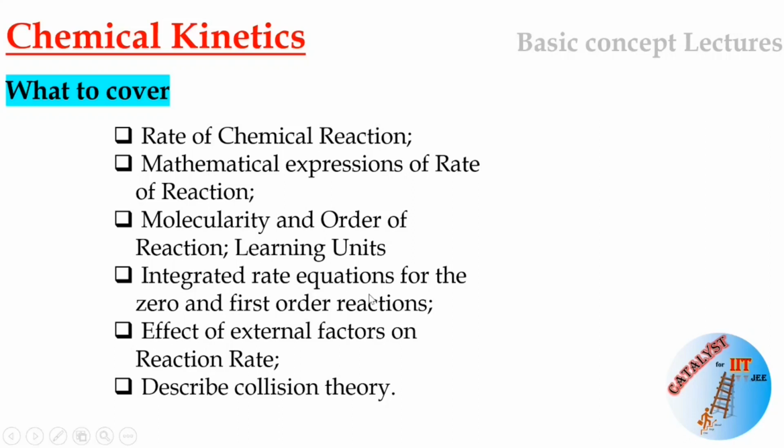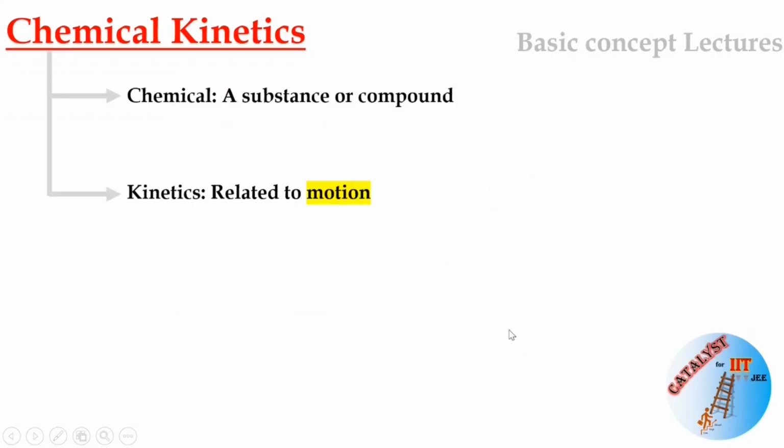Then integrated rate equations for the 0 and first order reactions which are in your syllabus, but for higher order like second order, third order reactions, you don't have those things in your syllabus. Now what are the factors that affect the reaction rate? And at last I'll talk about the collision theory. Please remember these all are in your basic concept lectures. For advanced we have different things to cover. So these two parts I will cover in my lecture 1 and this part I will cover in my lecture 2, then lecture 3 and then lecture 4.